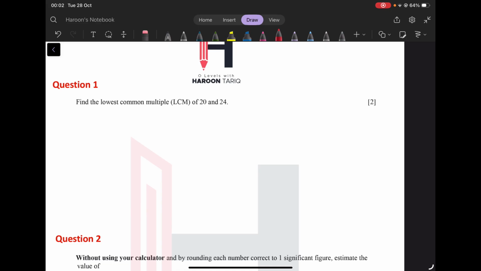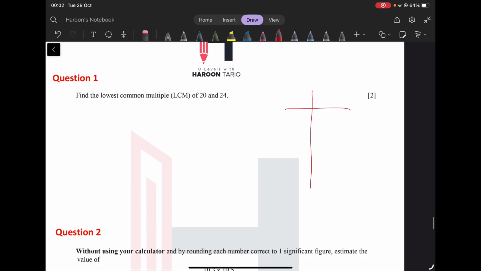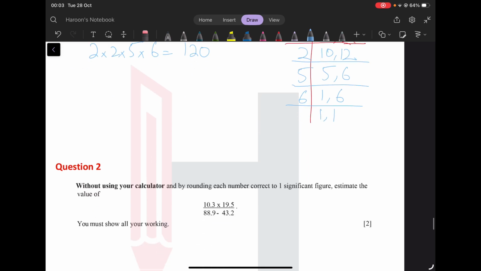LCM of 20 and 24. So 20 comma 24. For LCM over here, I can take 2 first. 10, 12, once again 2. This becomes 5, this becomes 6. 5 over here, 1 comma 6. This becomes 6. 1 comma 1. I just need to do 2 times 2 times 5 times 6. I think this gives us 120 if I'm not wrong.